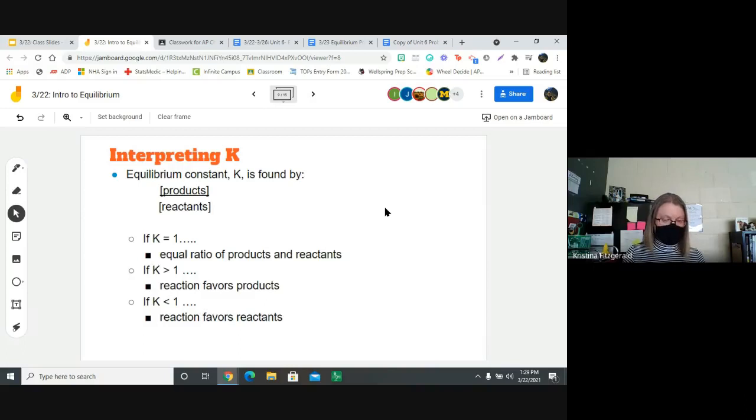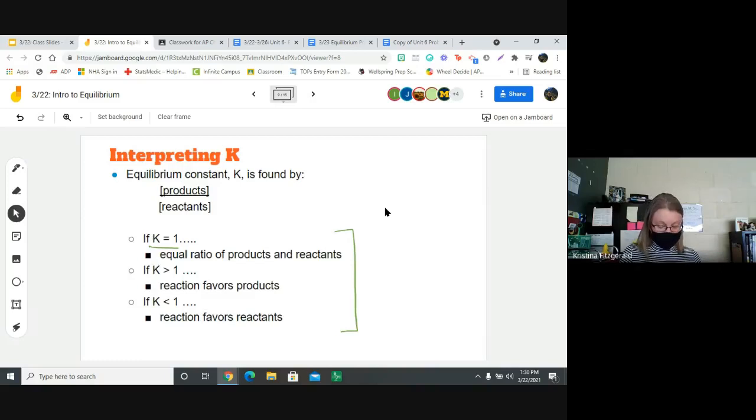So scientists have to know what to do with the number. Chemists have to know how to interpret it. So we have to make sure we can interpret the number correctly as well. If K is 1, that means you have an equal ratio of products and reactants. Sometimes at equilibrium, everything's happening at an equal rate forwards and backwards, which doesn't always guarantee the same amount of things, just that the rate is the same. But there are certain reactions where there's an equal ratio of those pieces and parts as well.